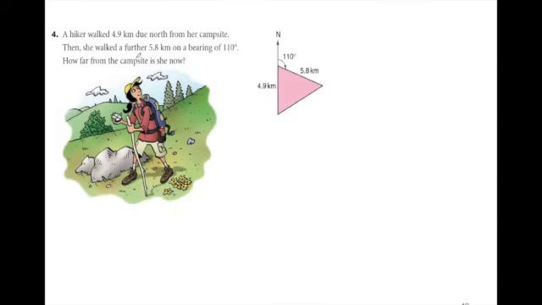Our last example here is a word problem. So here we have a hiker that walked 4.9 kilometers due north, which means she would have walked from here and went straight up from her campsite. So you can see that the campsite would be down here.